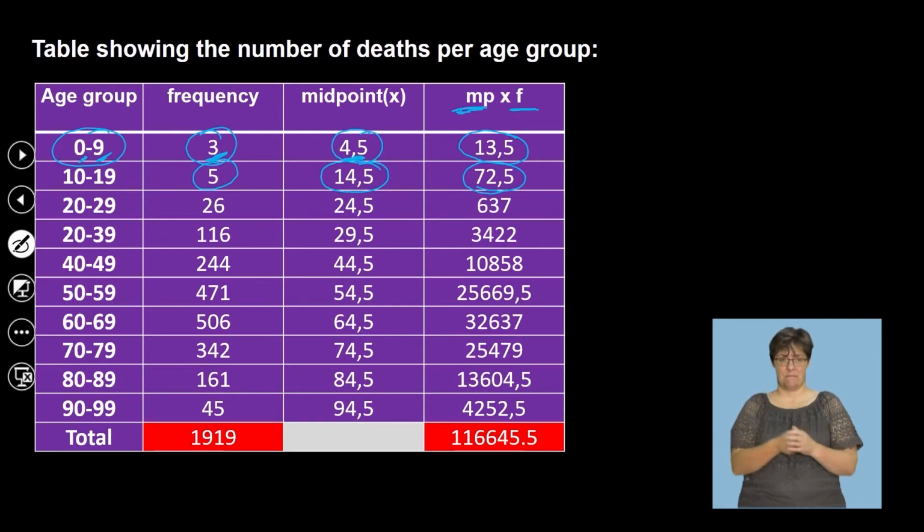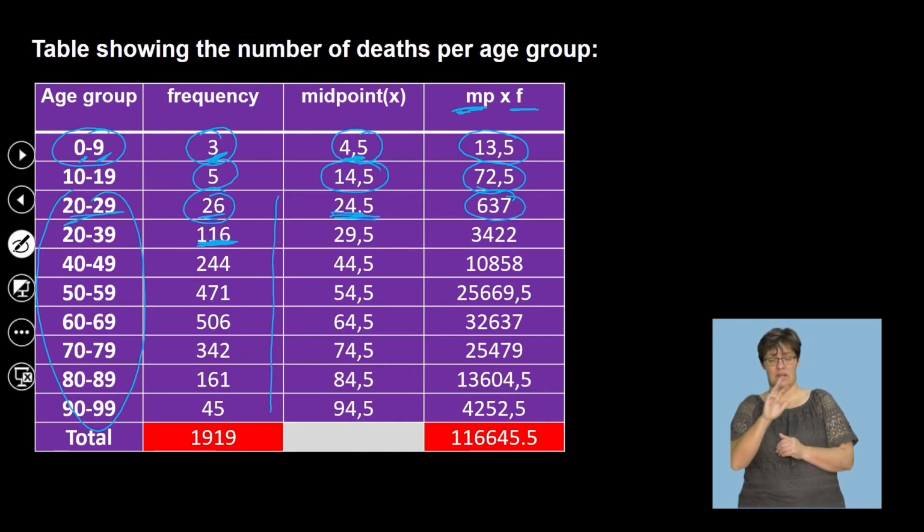So we do the whole thing all the way through, similarly. Those are the frequency, we find the midpoint for each, then we multiply, we get midpoint times the frequency. That's what we get. Then the frequency for 22 to 39 is 116. 116 people died from COVID-19.